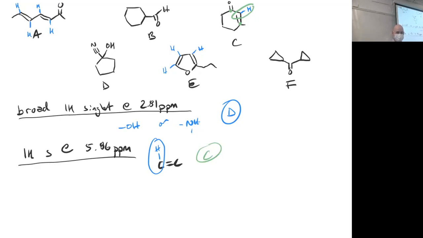Okay, so this one would be a doublet. This one would be a doublet of doublets. This would be a doublet of doublets. This would be a doublet of quartets. That would be a doublet. That would be a doublet of doublets. That would be a doublet. That would be a singlet.